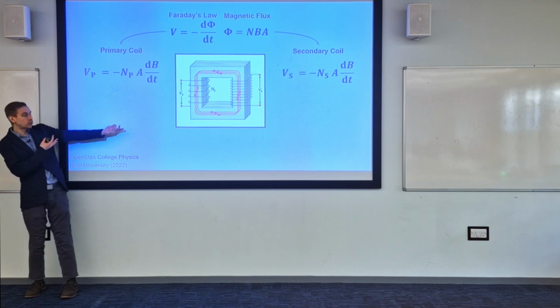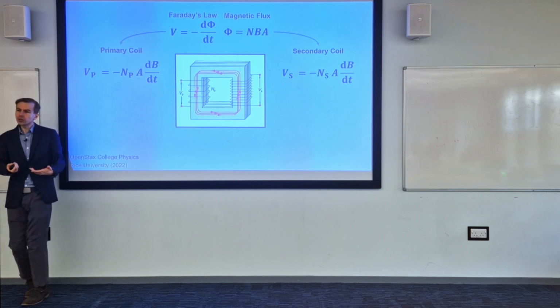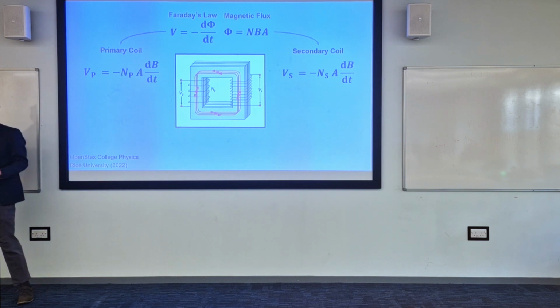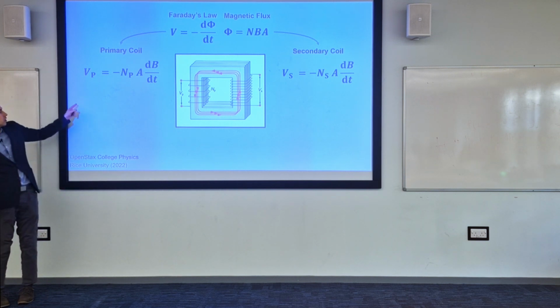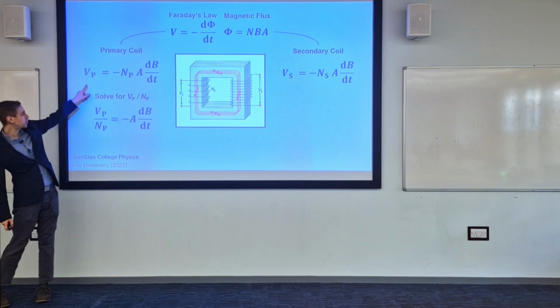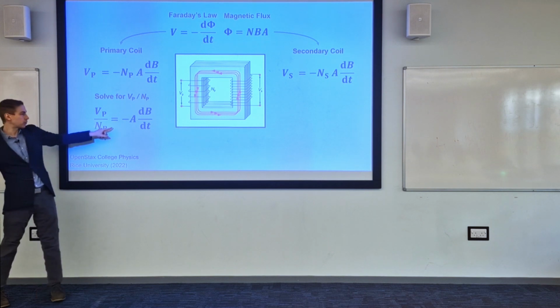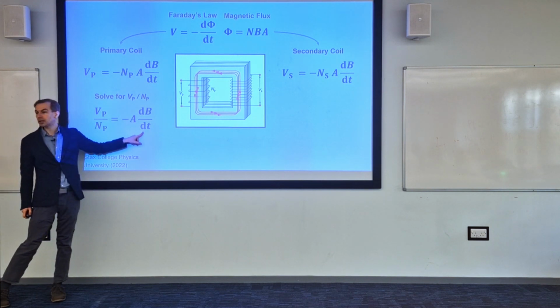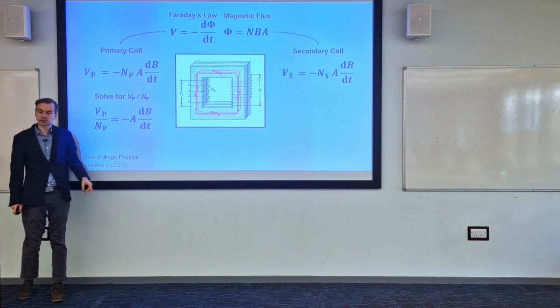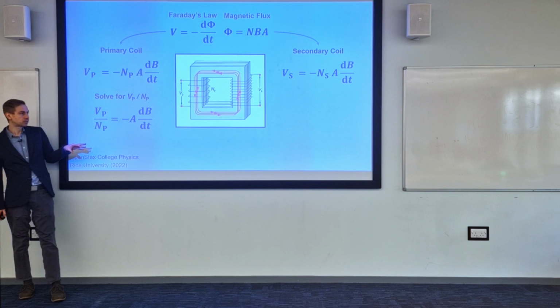So we've got these two things on either side of the transformer, and we can do a little bit of algebra, and this is where things get really interesting. So if we do a bit of algebra on this side, we can solve for the ratio of our primary voltage to the number of coils of wire on the primary side. And what do we get? We get minus A dB by dt. So it's quite a nice relationship.